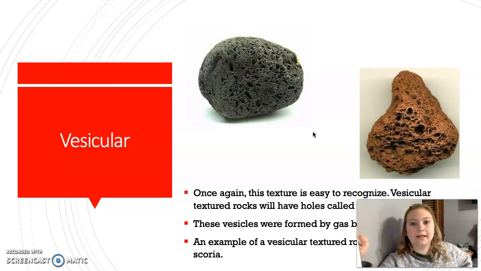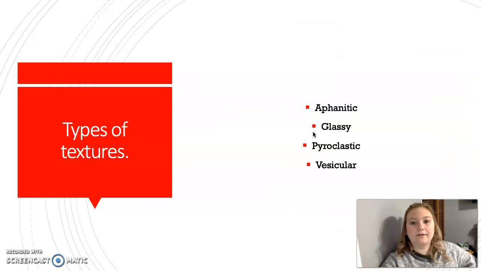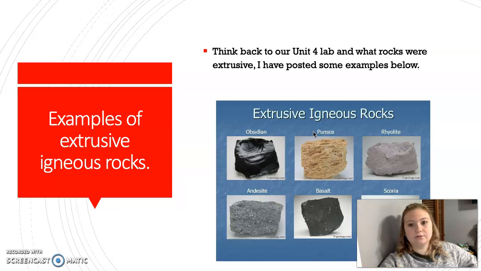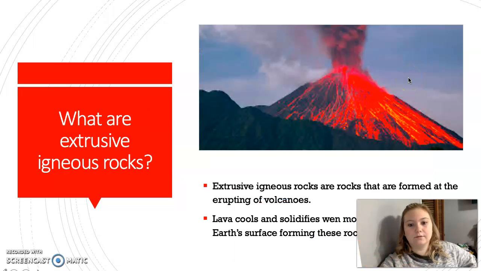Alrighty, just to recap, we have four textures: aphanitic, glassy, pyroclastic, and vascular. And also extrusive igneous rocks, extrusive exit rocks, are made from volcanoes erupting.